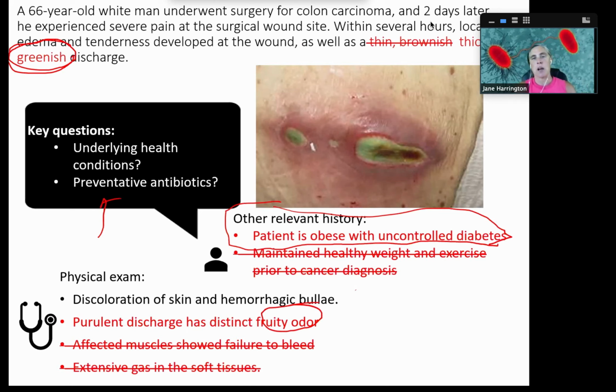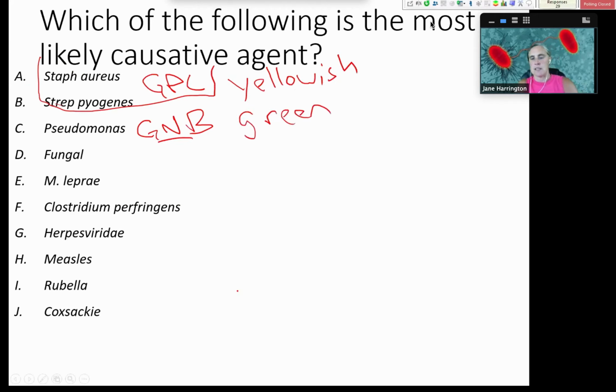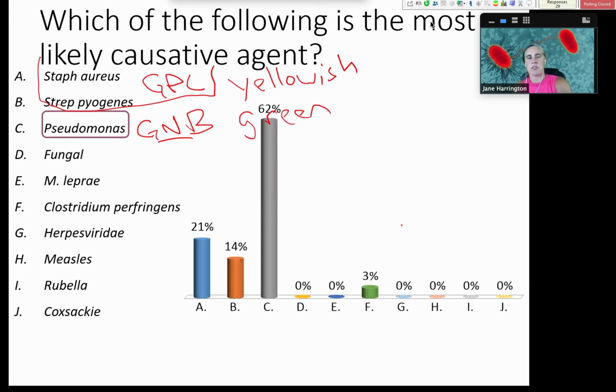So that actually becomes sort of a superficial clue, but that greenish discharge is the pyocyanin, and we're just showing an image of it. If it were Staph aureus and Strep pyogenes, that would be more of a yellowish pus. Whenever we think of Pseudomonas, it is absolutely a green one. The green color is referring to the pyocyanin. So the correct answer for this one was Pseudomonas.